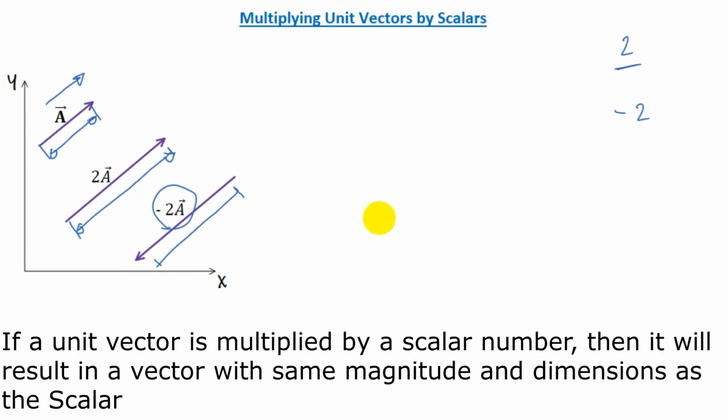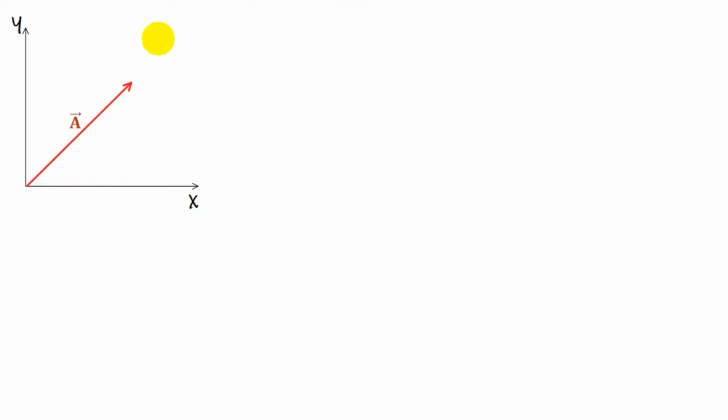Now when a unit vector is multiplied by a scalar number, it will result in a vector of the same magnitude and dimension as the scalar. Now let's take this example. So we have this vector A, and earlier we studied that the magnitude of vector A can be represented as a sum of its scalar components. That is, the magnitude of A is equal to Ax, the scalar component in x direction, plus the scalar component in y direction. This is what we studied earlier.